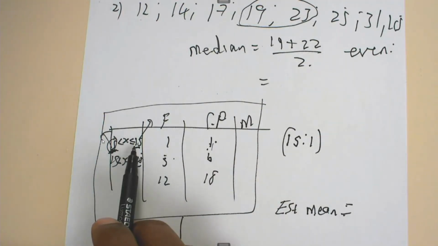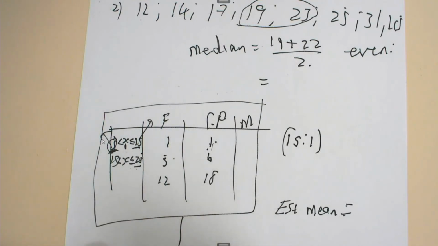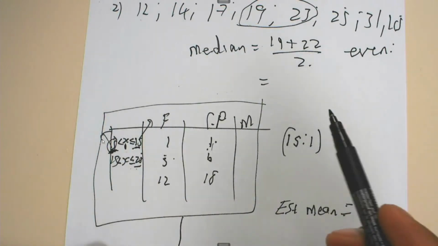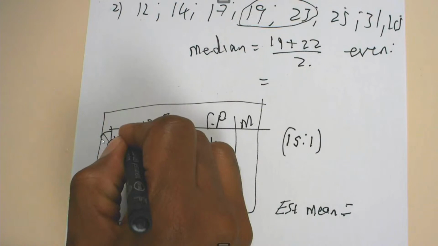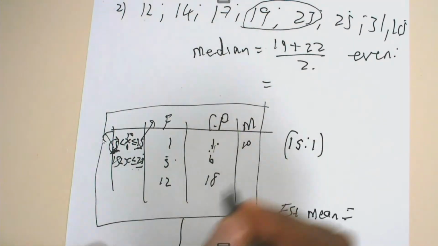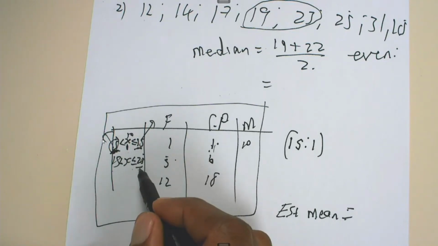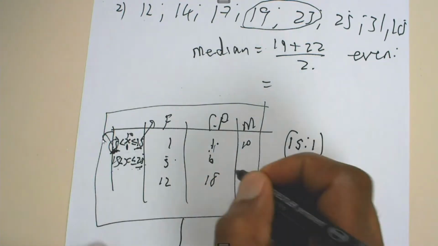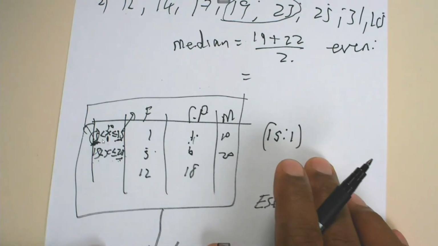How do I get the midpoint? It must be the middle number here. In this case, I can take 5 plus 15, which is 20, then 20 divided by 2 is 10. So the midpoint here will be 10. Then the next one, I take 15 plus 25, which gives me 40, then 40 divided by 2 is 20. Then that will be the midpoint.